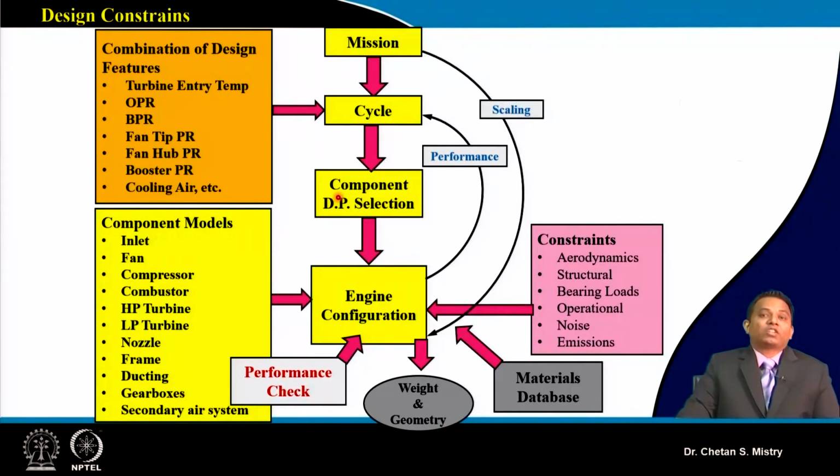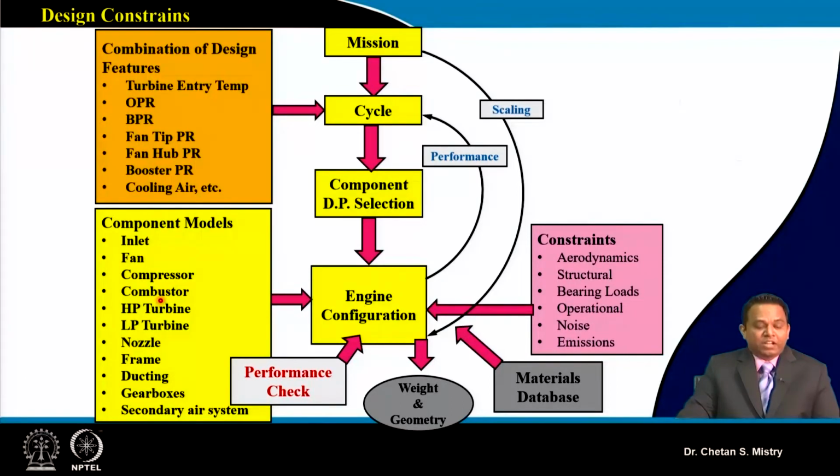For each component we have our design point, and mostly for the design of commercial aircraft high bypass ratio engines, our design point is the maximum thrust condition, or we can say my takeoff condition. This design condition may vary when we talk about military applications, because there our expectations from engines are different. So that gives us the component design point selection. Based on that we will try to work out our engine configuration.